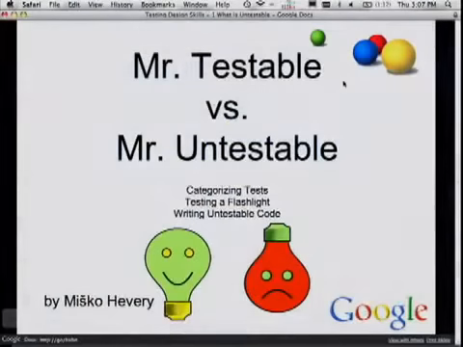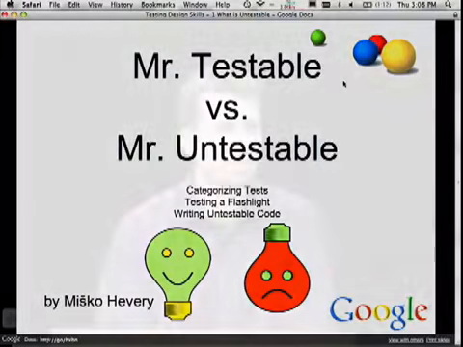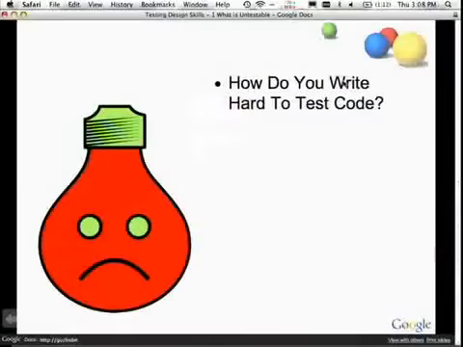So today we're going to talk about how to write untestable code, because we're all so good at it. How do you write hard-to-test code? Code that's very monolithic. It's monolithic, OK? Non-deterministic. Non-deterministic, exactly. OK, that's good.